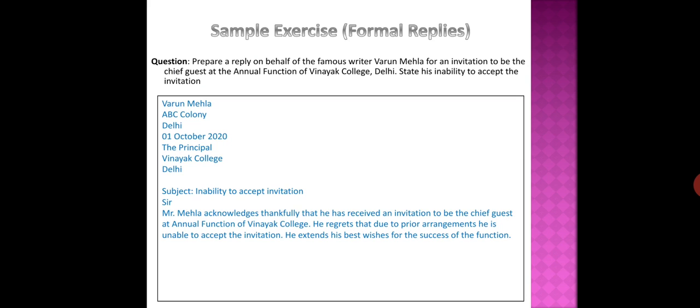So Mr. Mehla acknowledges thankfully that he has received an invitation to be the chief guest at annual function of Vinayak College. So he has acknowledged that he has received the invitation. He has also thanked for it, but he regrets that due to prior arrangements he is unable to accept the invitation. So whenever it is to be rejected, some such phrase is used that we regret that we won't be able to attend the function because of some prior arrangement, because of another engagement or something like that.